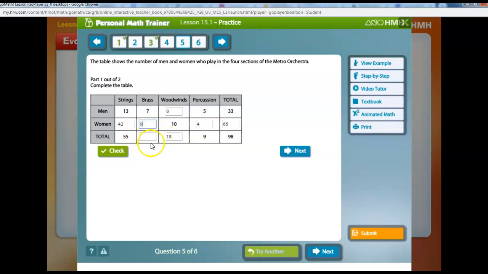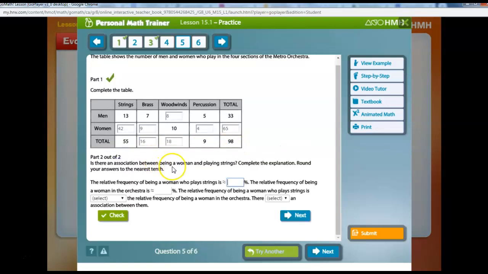Yep. So now here, 9 plus 7 is 16, so I can add it. My check is if I add these, they should give me 98. 55 plus 16 is 71, 71 plus 18 is 89, 89 plus 9, yep, 98. That checks. Let me check if that's correct. It has more questions, but I got it correct.